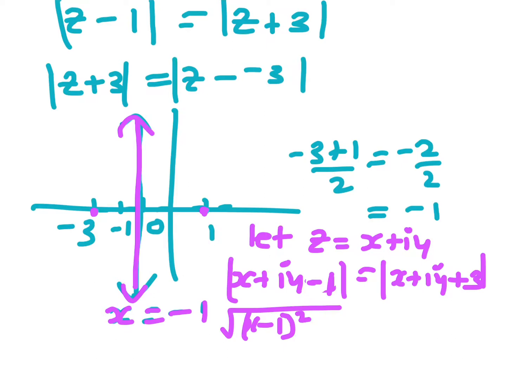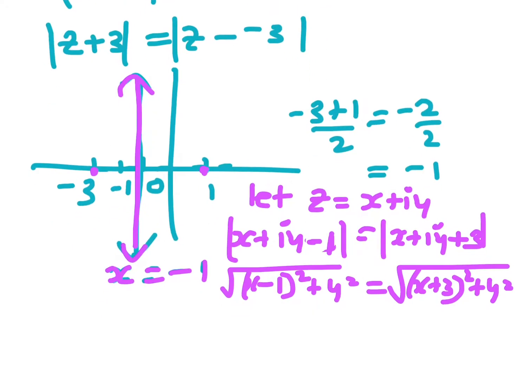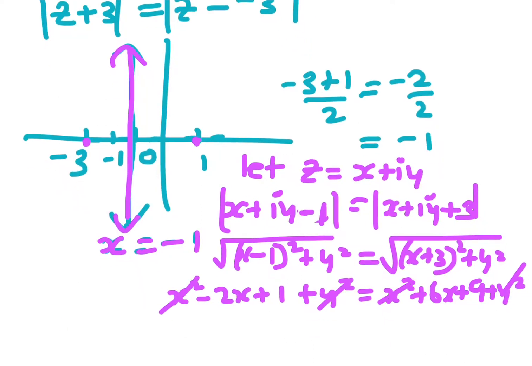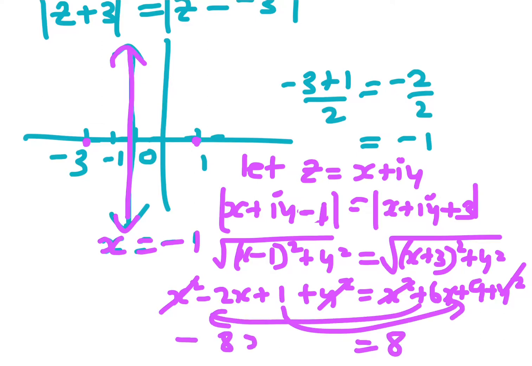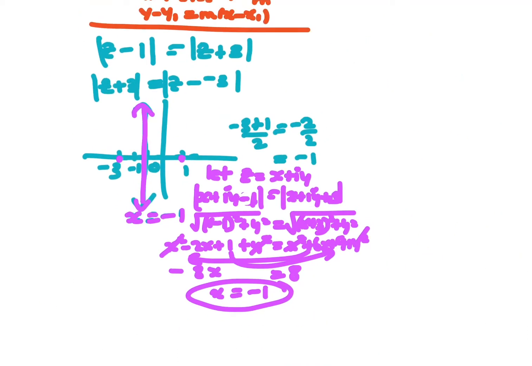So if you use the modulus, that would be the square root of (x - 1)² + y² equals the square root of (x + 3)² + y². And if you square both sides, the square roots go out, and then expand this bracket: x² - 2x + 1 + y² = x² + 6x + 9 + y². The y squareds go out, the x squareds go out. If you take 1 away from that, you get 8. If you take 6 away from that, you get minus 8. 8 divided by minus 8 is just minus 1, which is what we require.